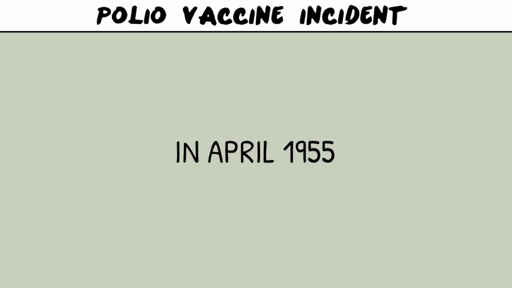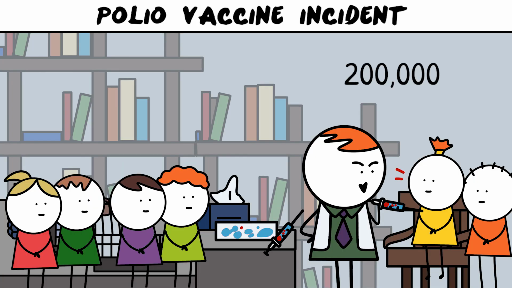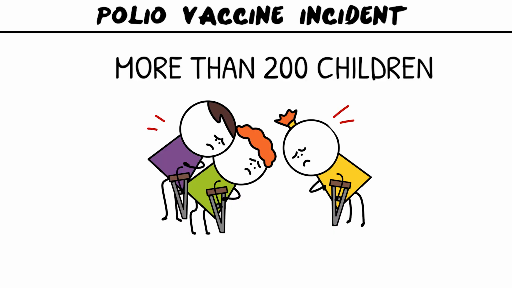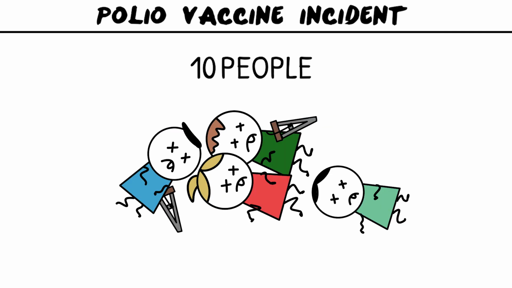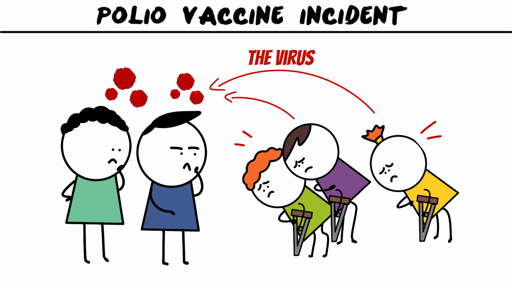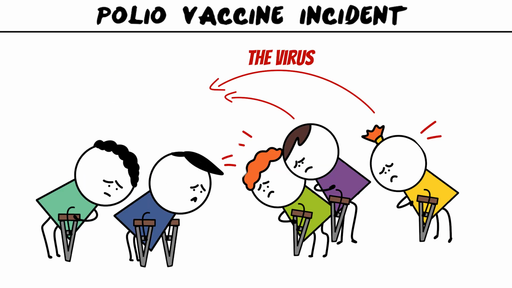In April 1955, about 200,000 children in several U.S. states received this vaccine. It was later discovered that this faulty vaccine caused around 40,000 cases of polio infection. Among these cases, more than 200 children developed permanent paralysis, and about 10 people lost their lives. Even worse, the virus was transmitted from these children to others, and the disease spread further.